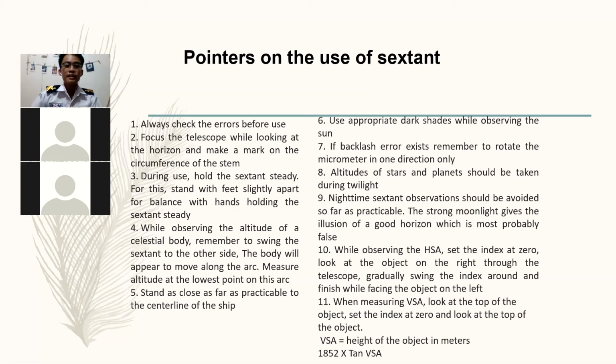The second one is focus the telescope while looking at the horizon and make a mark on the circumference of the stem. Number three is during use, hold the sextant steady. You cannot use the sextant while you are shaking. You need to make it stable so that you get the perfect position.